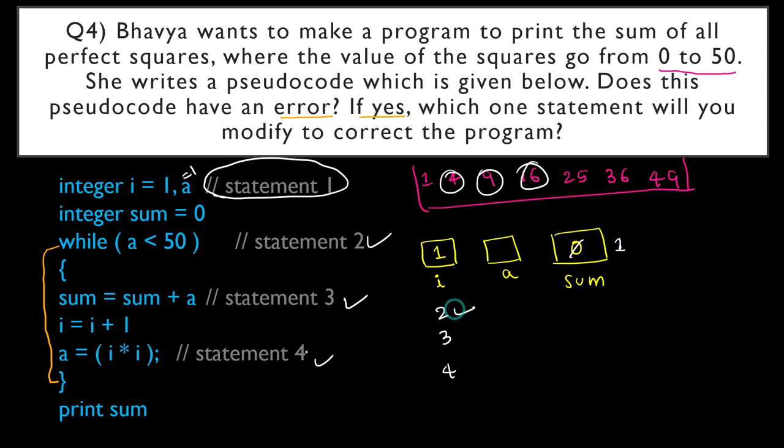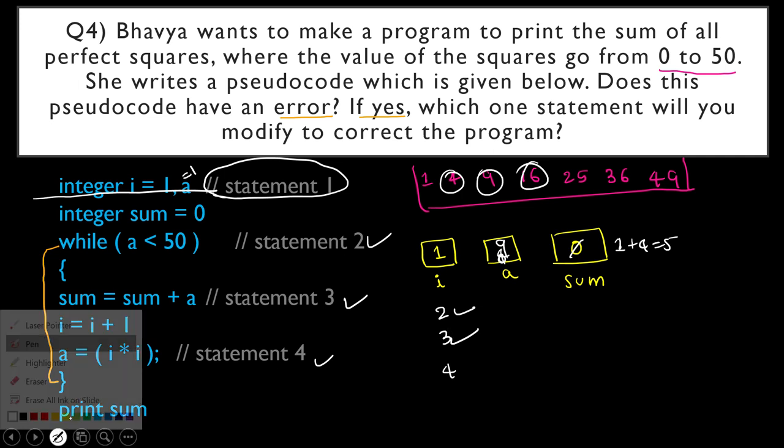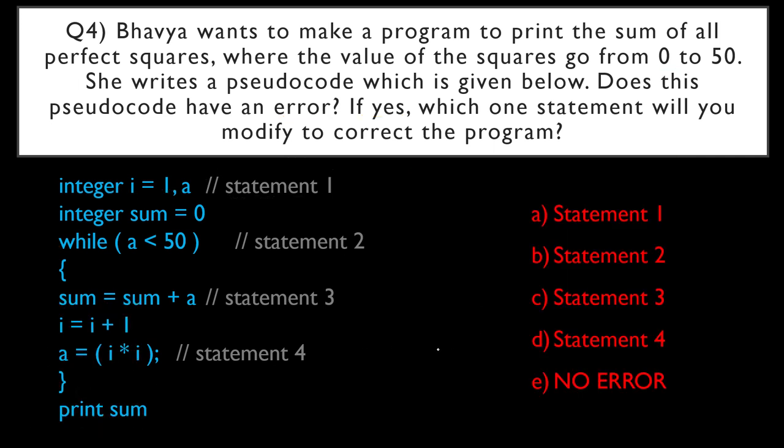Next I will become 2, and again a will become I into I, that is nothing but 2 into 2. So now a will become 4. Next it will go back and come here, and sum is equal to sum plus a, that is 1 plus 4, that is nothing but 5. So we want to find the sum of all these numbers. Okay, then I will become 3, this will become 9, and so on. So you have to change this first statement to get the correct answer. So if you take a look at the options again, option A, statement 1 is the correct answer for this question.